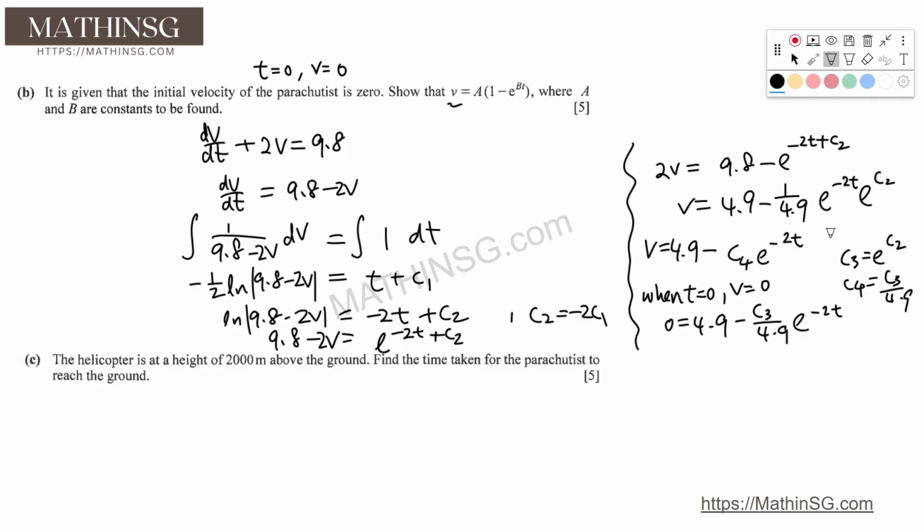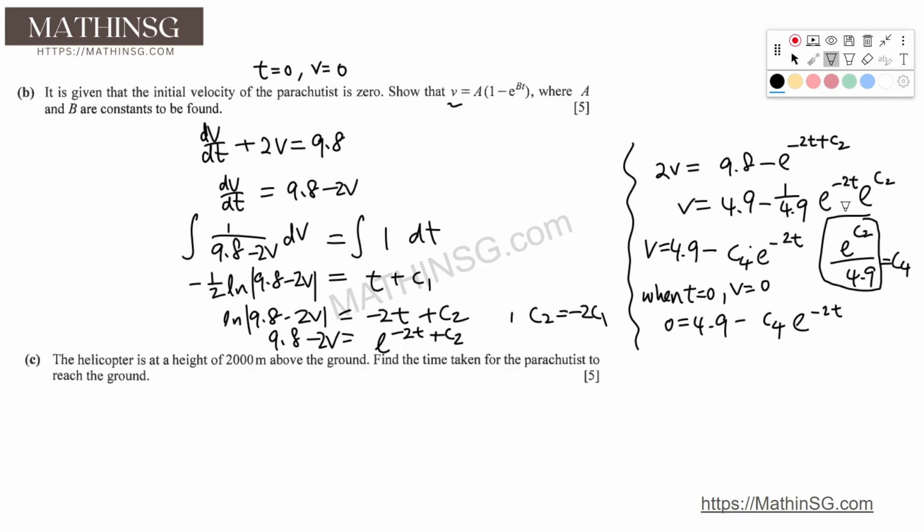Okay, because maybe I should write it this way. So I would let e to the power of c, e to the power of c2 over 4.9, be equal to c4, because e to the power of arbitrary constants divided by a constant is still an arbitrary constant. So I just let this whole thing be an arbitrary constant. As long as everything is an arbitrary constant, you can just change it to another arbitrary constant. Okay, so that's easier to work with. So I just change this to c4.